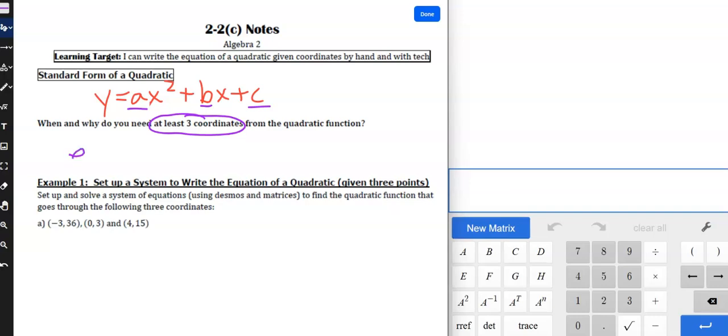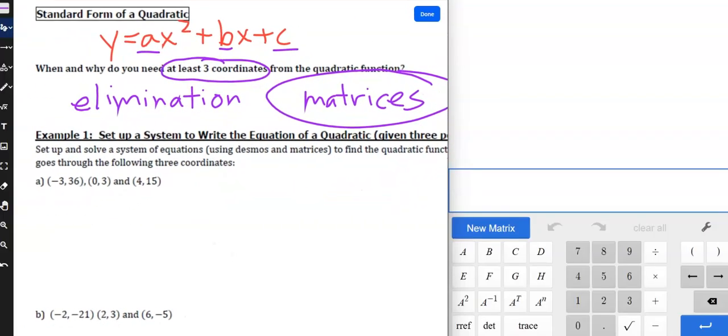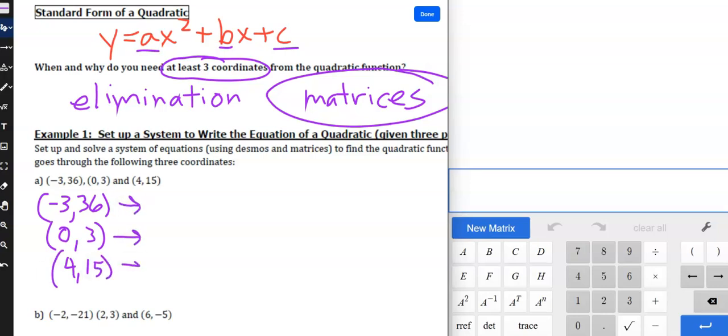One of the ways you could do that is with elimination, which is kind of time consuming. The other way we did it with technology was with matrices. So we're going to pick matrices. In order to do this, remember, we're going to set up our equations. We're going to start with (-3, 36), (0, 3), and (4, 15). And we're going to make three equations out of these.